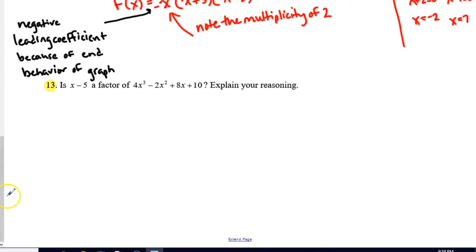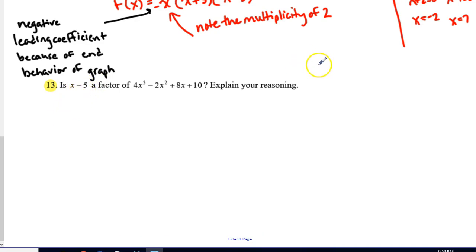All right, 13. This is where the good stuff gets in between the algebra and the graph. Is this factor, x minus 5, a factor of this polynomial? And we have multiple ways to do it. I'll show you both. One is we're going to use synthetic division. Okay? If this is a factor, it will divide in evenly.